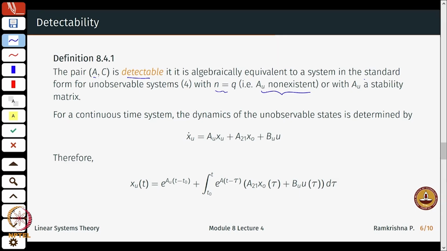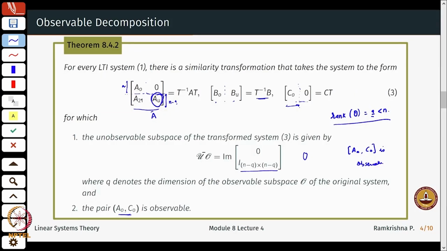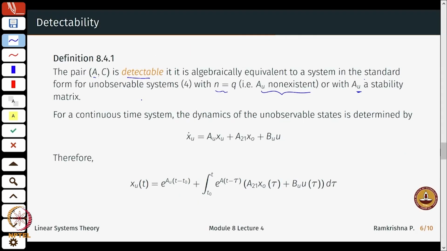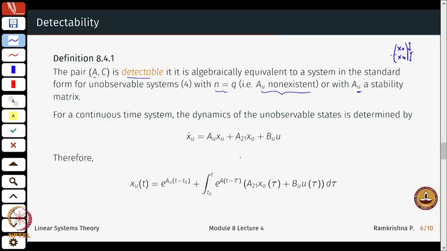What if there is A_U? What if n is not equal to q? Then the requirement is that A_U is a stability matrix. This one must be a stability matrix. So, what does it mean here? I have x_O and x_U. These are the observable states, so I can construct them. These are the unobservable states. If I look at the second equation, I can write this as x_U dot is A21 x_O plus A_U x_U and so on. So, the expression becomes something like this.